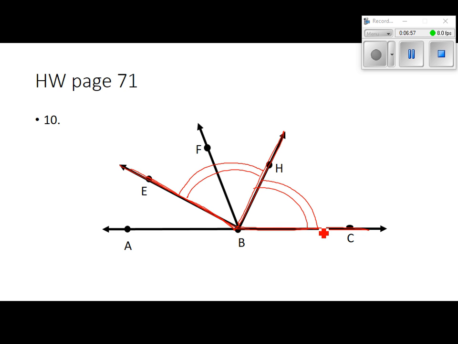What else do they tell us? BA and BC are opposite rays. Okay, so this and that are opposite rays. So what do we know about this whole thing? 180. After a while, they're not going to tell you that anymore, because that's one of the things that you should just know from looking at the picture.